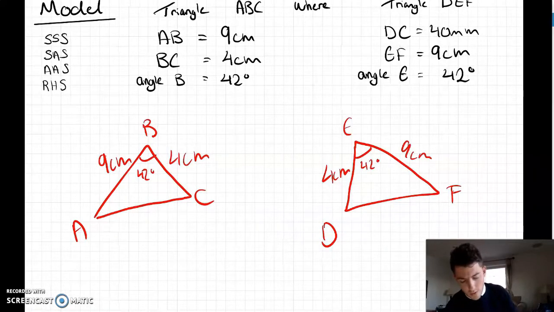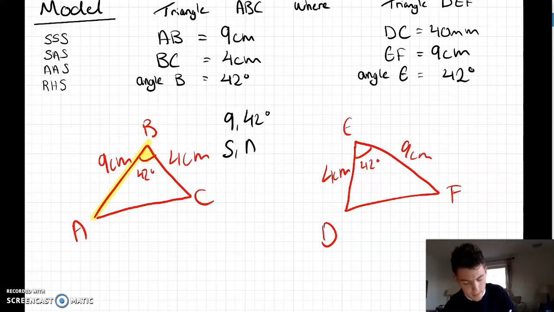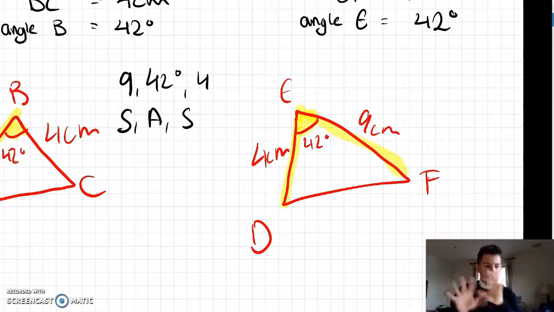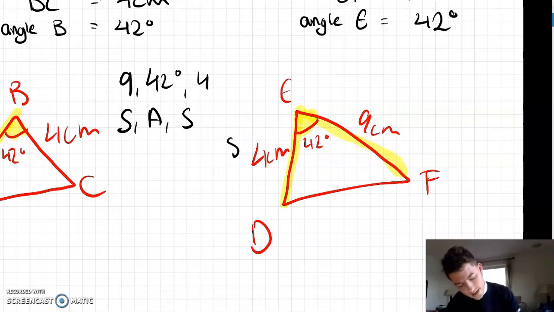Well, what do we know? If we look at this triangle here, it goes side of 9, I'm going to put S, angle of 42 degrees, and that's going to be A, and another side of 4 centimeters, S. And what do we know? We've got SAS. It's reflected, but it still works the same way. SAS.